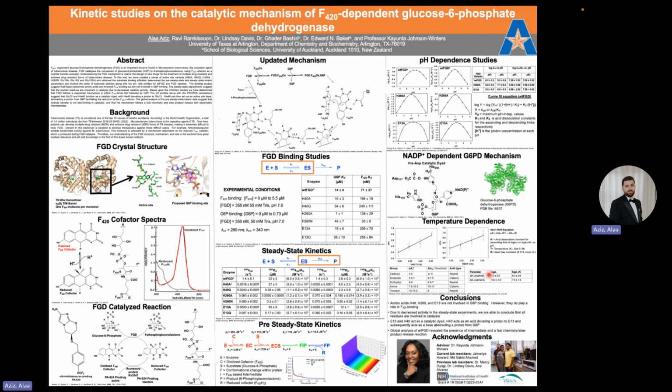Our delta H of ionization fell between 6 and 7.5, so we got 6.3 and 7, which suggests that it's a histidine that is the active site base. However, it's acidic, so we think this histidine is acting as an acid first, and then as a base.